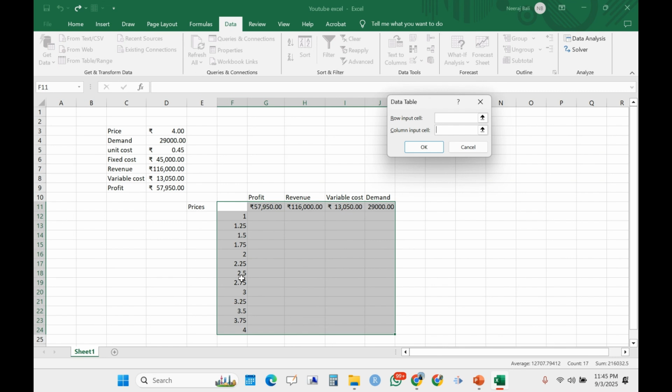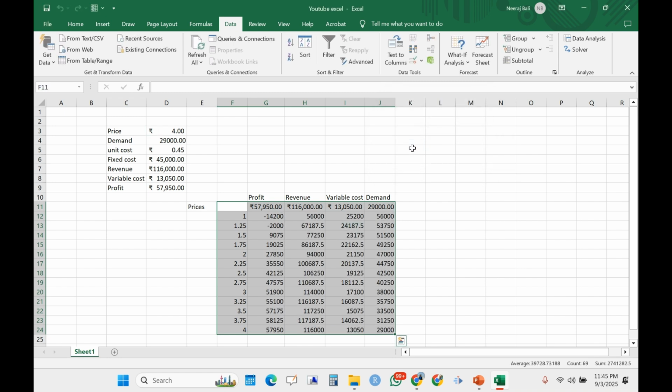This is only for a one-variable table. So what are we changing? The price we are changing. We want it for various prices: profit, revenue, variable cost and demand. So I will select the price over here and press OK. Now you can see that the table is already filled.